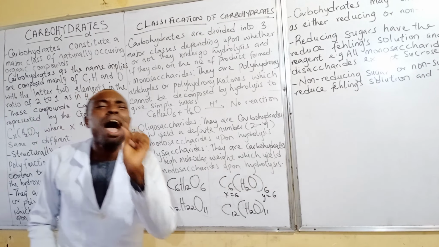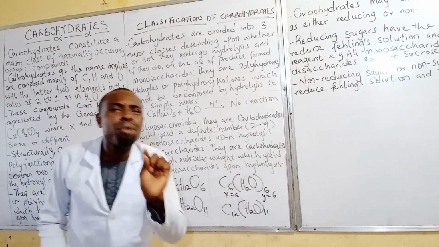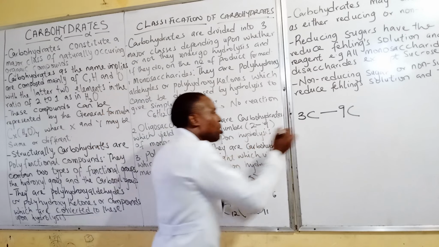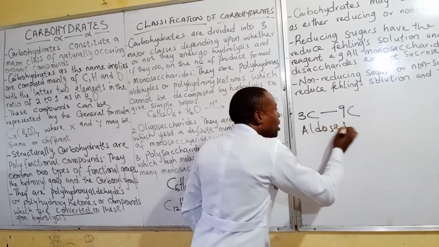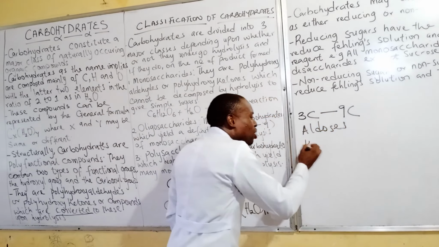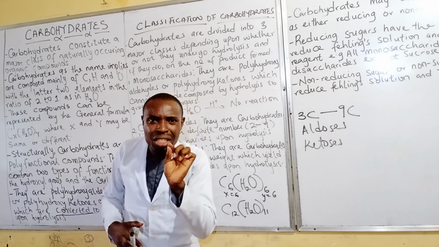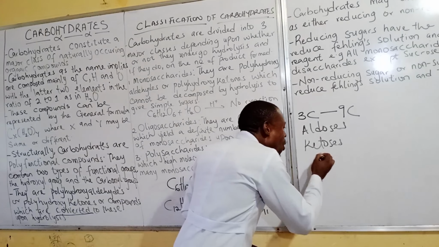And the number of carbons in a monosaccharide ranges from 3 carbons to 9 carbons. Furthermore, monosaccharides can be divided into two based on their functional group: the aldoses, and what now? The ketoses. Now, we should not forget that most monosaccharides, or most carbohydrates, have a suffix that ends in -ose.